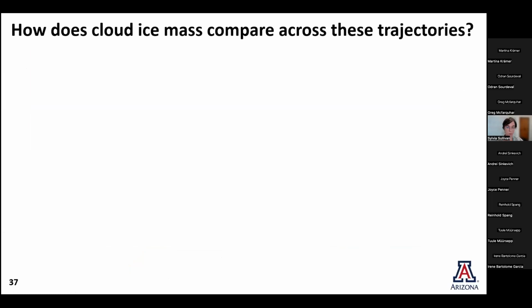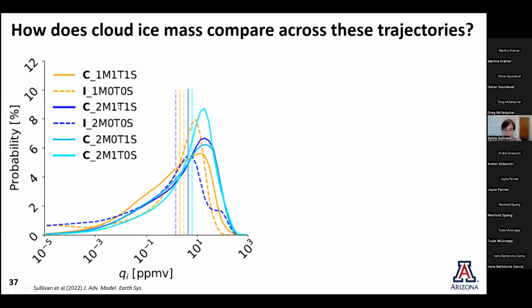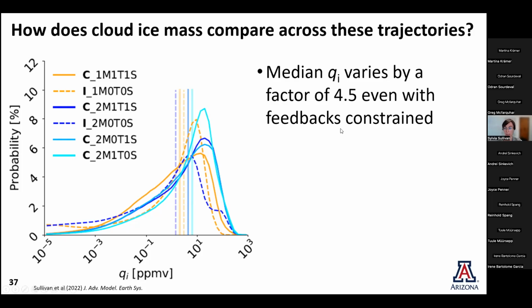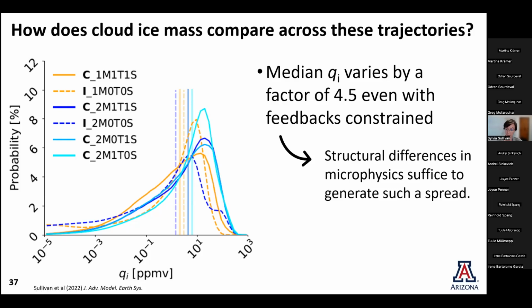So let me show you how distributions of cloud ice mass compare across these 6 different sets of trajectories. We have the 2-moment distributions in blue and the 1-moment in orange. In the dashed lines, we have the ICON trajectories, and in the solid lines, we have the CLAMS ice trajectories. If we use the median of these distributions as our metric to compare them, then we see that even with these feedbacks constrained, so the microphysics being run with the same set of inputs, the median amount of cloud ice mass produced across the trajectories varies by a factor of 4.5, right? That means that the structural differences in the microphysics, 1-moment to 2-moment or ICON to CLAMS, are sufficient to generate this factor of 4 difference.